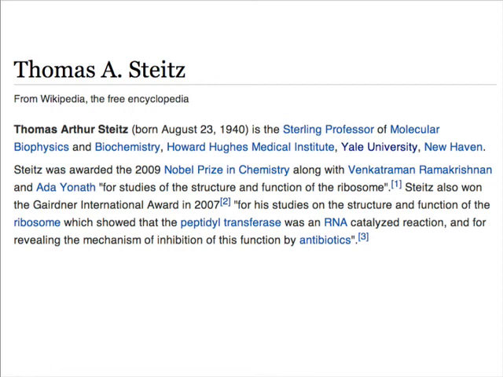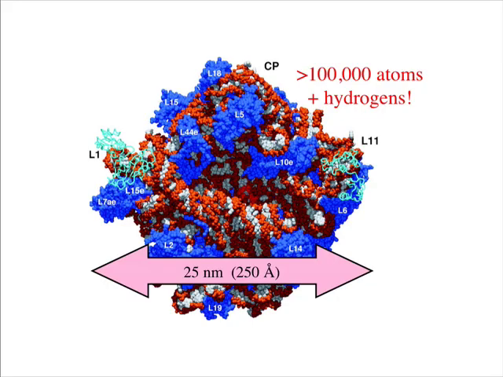They discovered, like we said, the structure of the large ribosomal subunit by X-ray diffraction, which was greater than 100,000 atoms, not including hydrogens, 25 nanometers or 250 angstroms across. And they discovered the position of every atom in this ribosome using X-ray diffraction, an incredibly difficult and long and laborious process, and had it confirmed by all other methods possible. An incredible achievement in science.